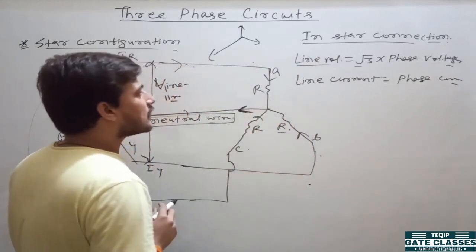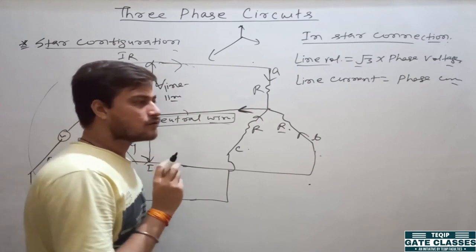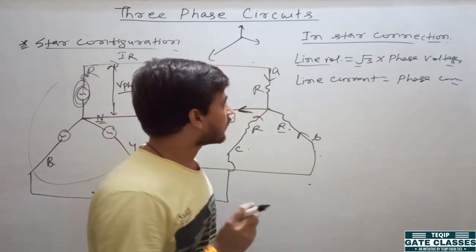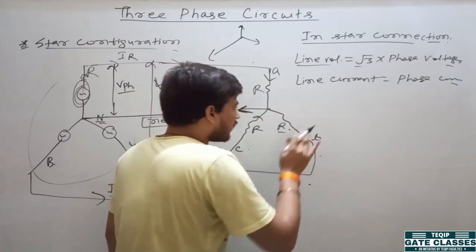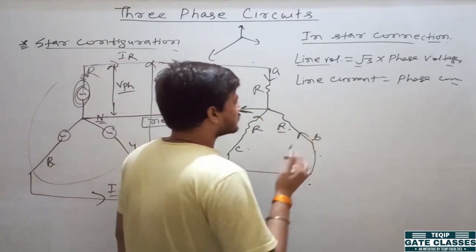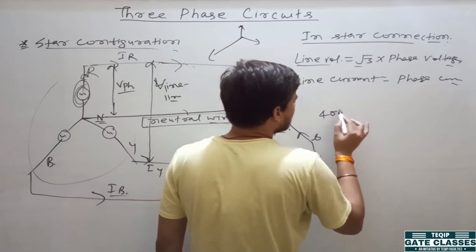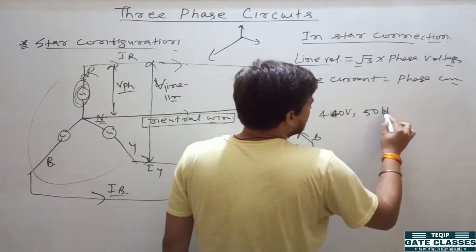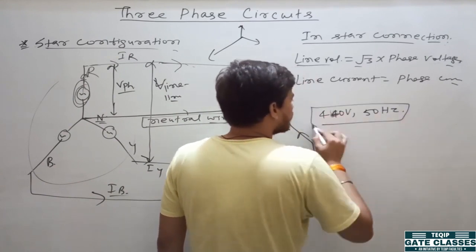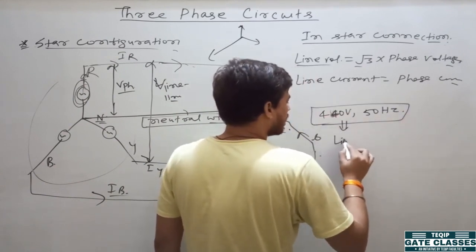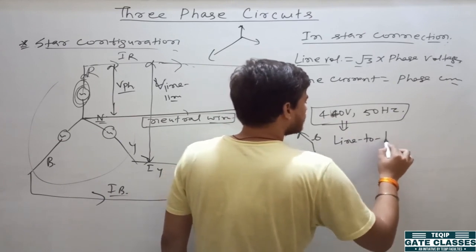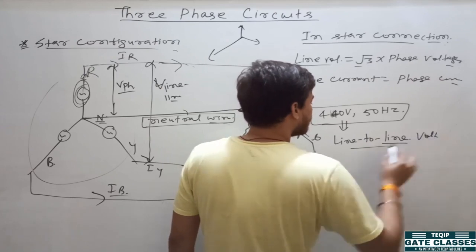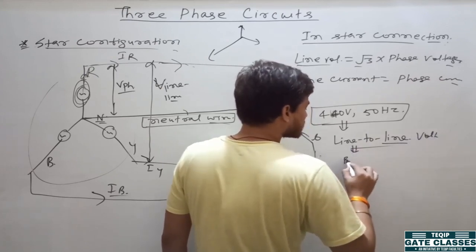Clear? In a star connection, line voltage is equal to √3 into phase voltage, and line current is equal to phase current. Now in the books somewhere it will be written simply 440 volt, 50 hertz supply. What does it mean? See, this rating is always the line to line voltage rating, and the value given is the RMS value.